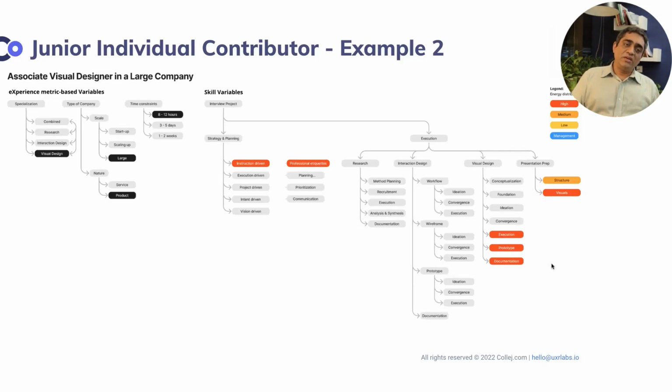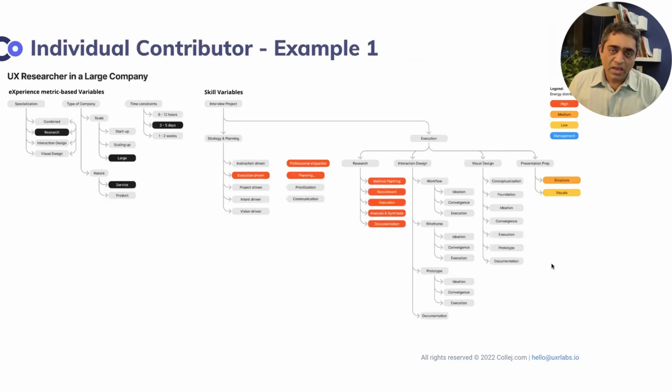Now let's go on to the third example. And this is an individual contributor. That means this person can individually execute and does not need as much supervision. This person is intending to work in a large company, in a large service company. And so the idea is they're specialized in research.